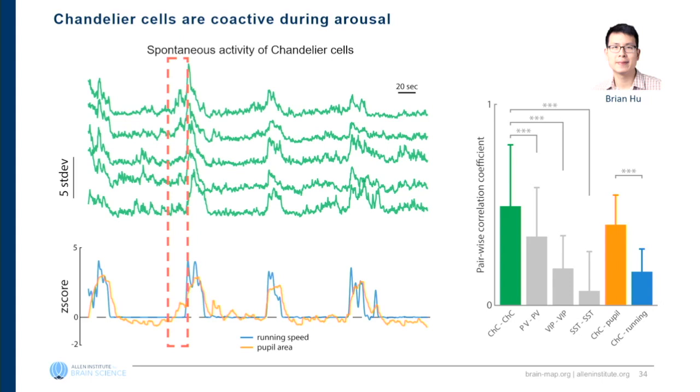So this is consistent very well with the modeling work of Ani, meaning that for the chandelier cell inhibition to be more effective, it needs to happen during a period when you have a lot of excitation, which is exactly what happens during arousal. So this concludes the in vivo part, and now to wrap up, I will hand the mic to Casey.